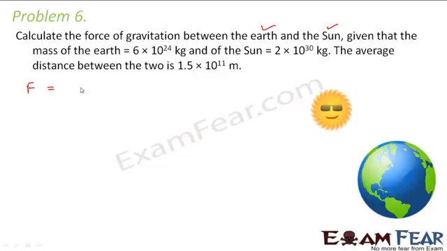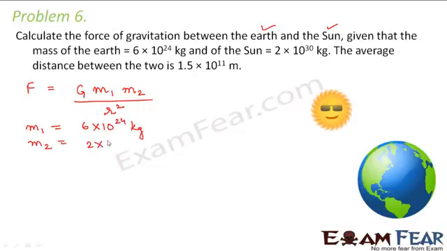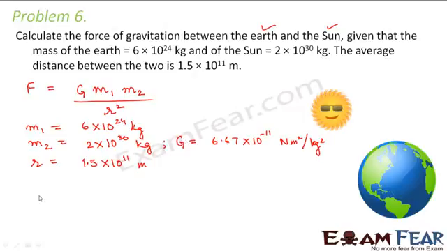So we will make use of the universal law of gravitation which says G m1 m2 by r square is equal to F. So here m1 is the mass of the earth which is 6 into 10 to the power 24 kgs. m2 is the mass of the sun which is 2 into 10 to the power 30 kgs. R is the distance between the earth and the sun which is 1.5 into 10 to the power 11 meters, and the value of G we already know as 6.67 into 10 to the power minus 11 Newton meter square per kg square.